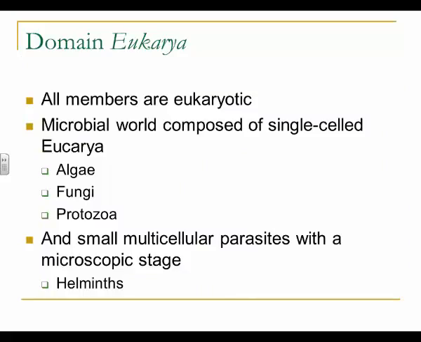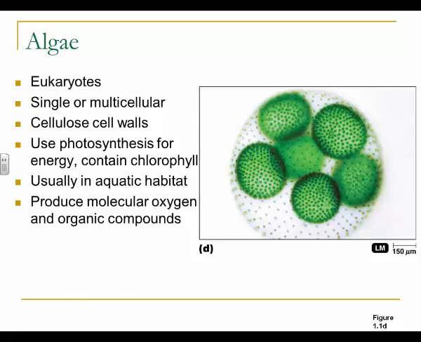In the domain Eukarya, the three major groups that we'll be studying are algae, fungi, and protozoa. We'll touch upon helminths a little bit, but you should know that there are some fundamental differences between these organisms that make it easy to distinguish them. While they all share the same cell structure, only some of them have a cell wall, algae being an example of that. And algae are photosynthetic.